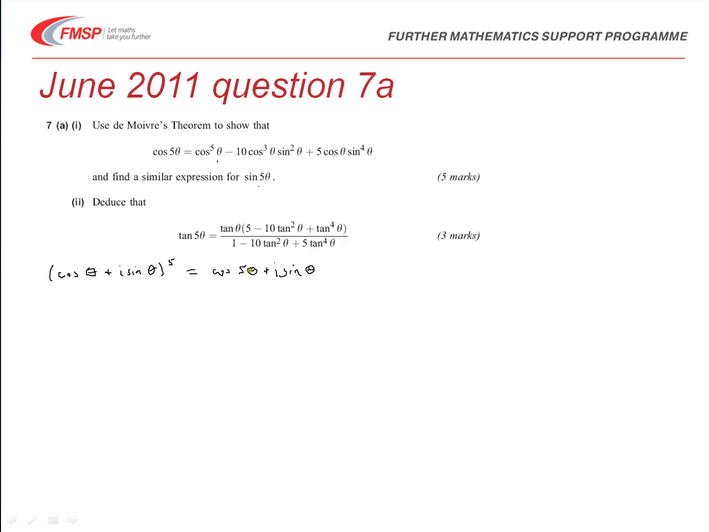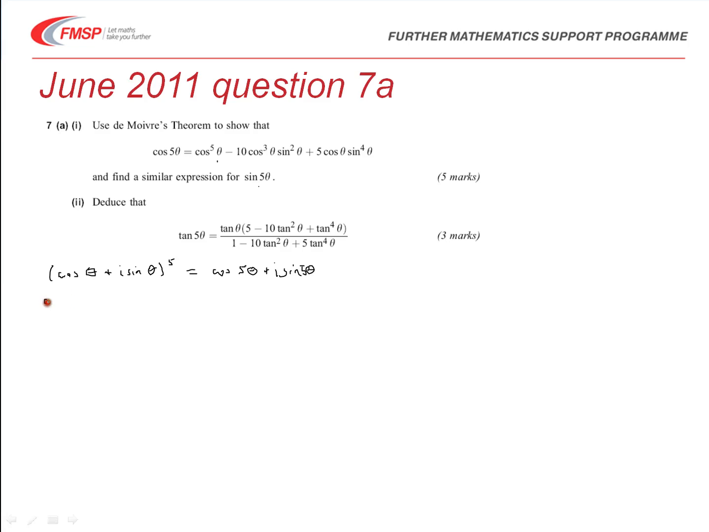Remember, this was something to do with the fact that cos theta plus i sine theta is a point on a unit circle, and so when you take a power of that point, it remains on the unit circle with the angle being multiplied by that power. Now if we expand this left hand side using Pascal's triangle, the binomial expansion, we know the fifth row of Pascal's triangle hopefully is 1, 5, 10, 10, 5, 1.